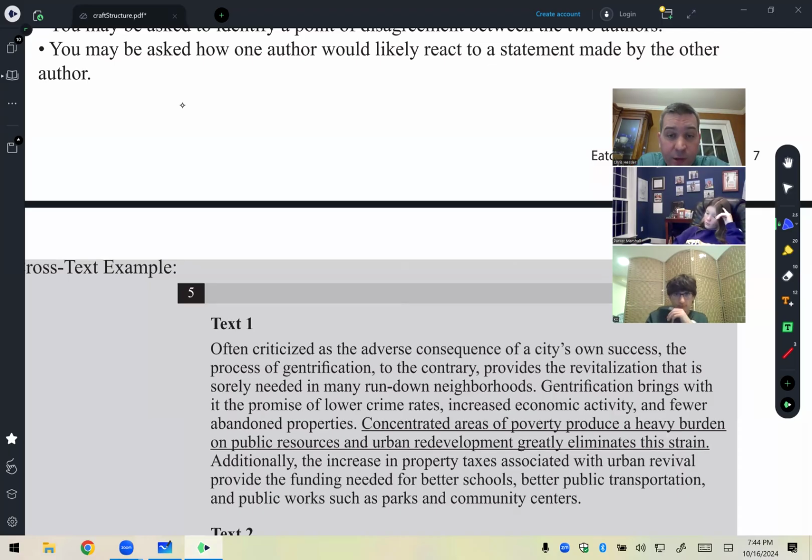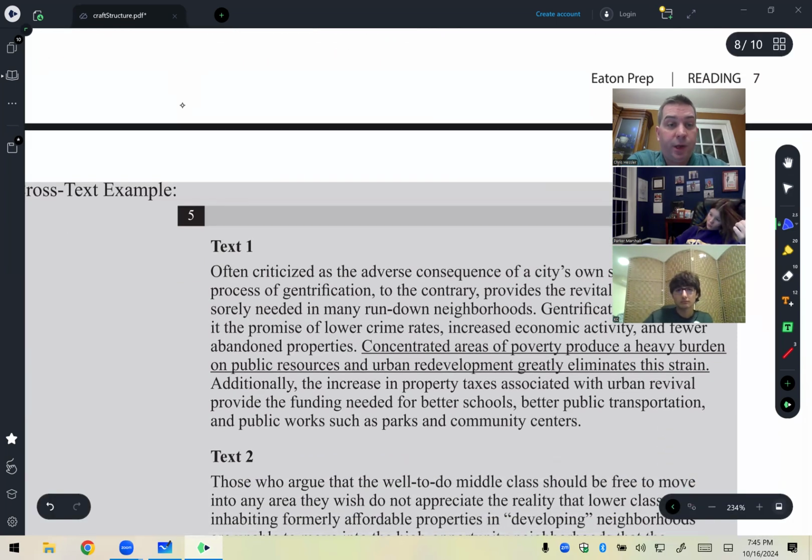Often criticized as the adverse consequence of a city's own success, the process of gentrification, to the contrary, provides the revitalization that is sorely needed in many rundown neighborhoods. Gentrification brings with it the promise of lower crime rates, increased economic activity, and fewer abandoned properties. Concentrated areas of poverty produce a heavy burden on public resources, and urban redevelopment greatly eliminates this strain. Additionally, the increase in property taxes associated with urban revival provide the funding needed for better schools, better public transportation, and public works such as parks and community centers. Okay, so that's our first passage.